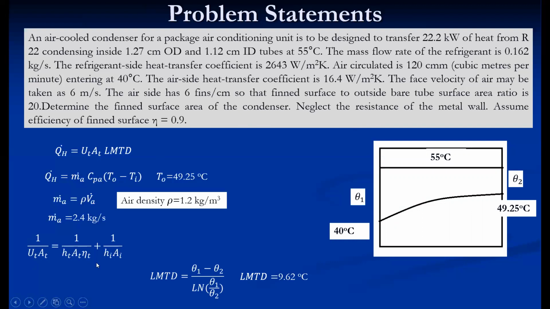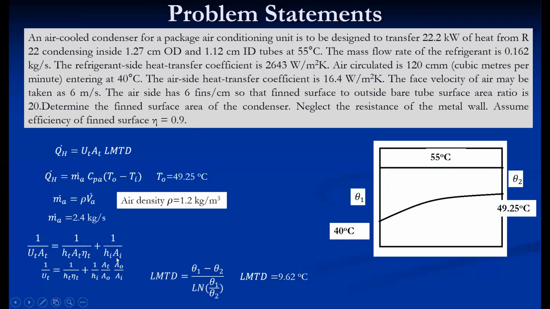So the same equation on the outer side is provided with the fins. So now multiply both sides by AO. Then we have this expression. Now in this expression, HO is given because the air side heat transfer coefficient is given, and HI is also given, the refrigerant side heat transfer coefficient. Efficiency is given. So this term is given, HI is given. Now only AT by AO.